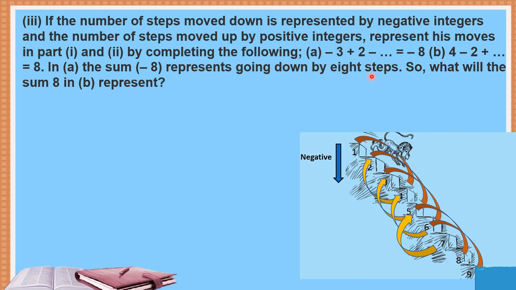So what will be the sum 8 in B? So B is 4 minus 2 plus up to dashes equals 8. So we have to write down what will be the value for positive 8. That means what we can say for the value positive 8.